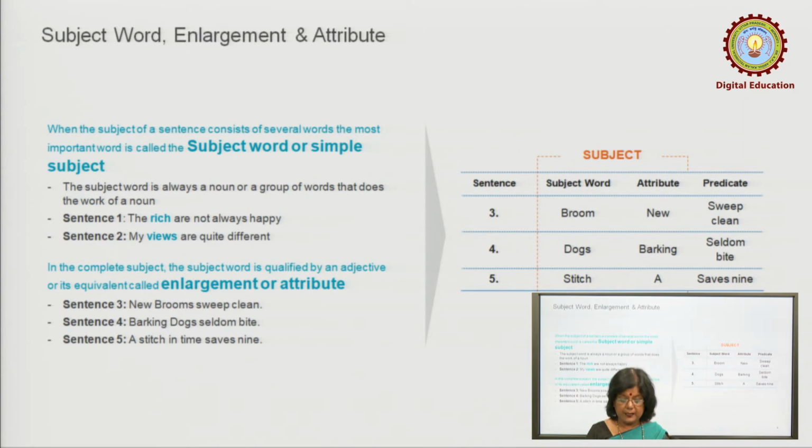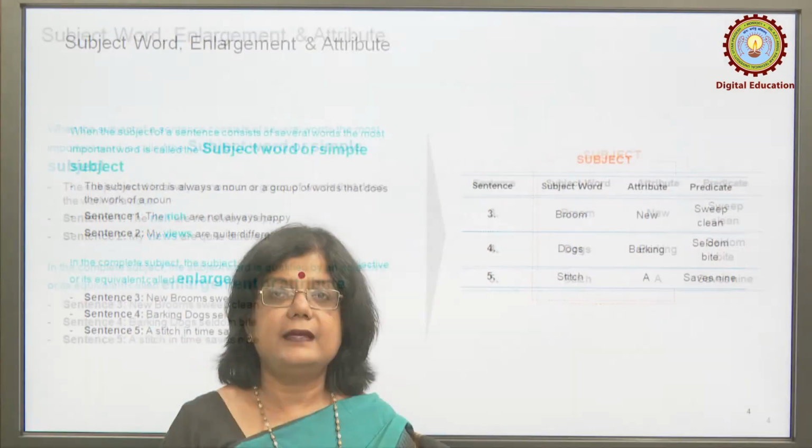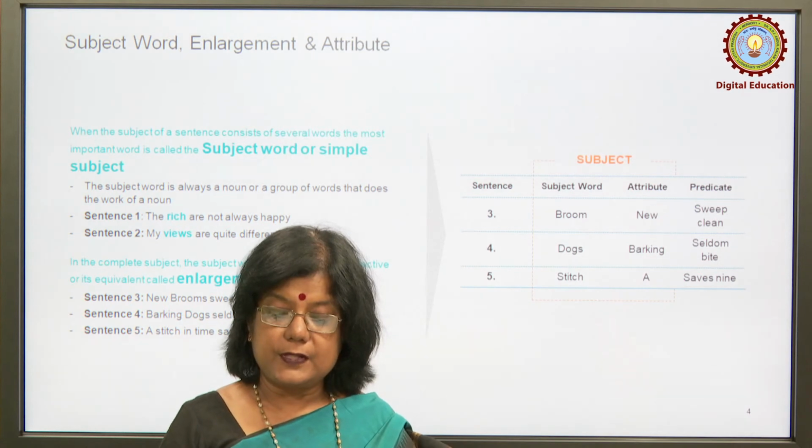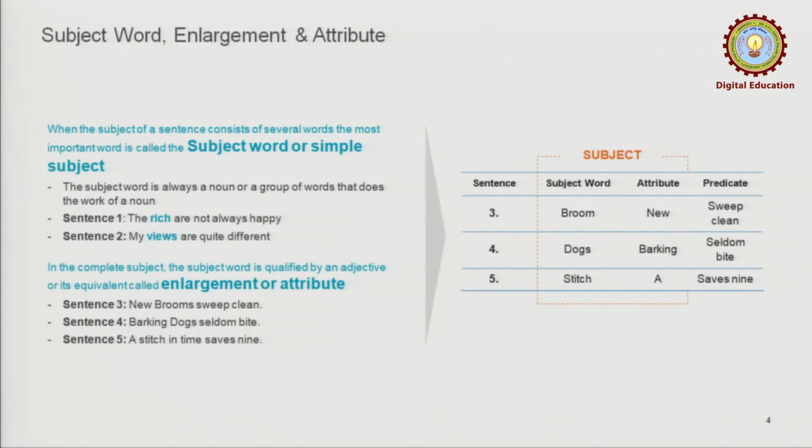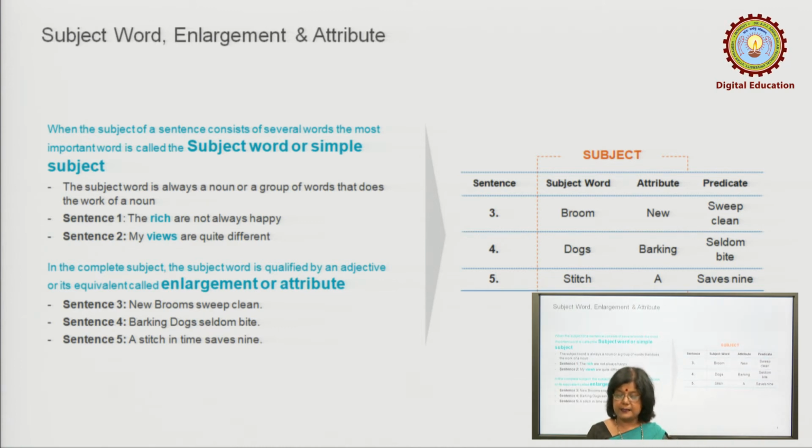In the complete subject, the subject word is qualified by an adjective or its equivalent called enlargement of attribute. Let us take few examples here again. Sentence 3 is: New brooms sweep clean. If we divide it under subcategories, what is the subject word here? Broom. It is about broom that we are talking about. The predicate part will be sweep clean, because we are talking about the action done, and the attribute section will have new. It is some special word, new.